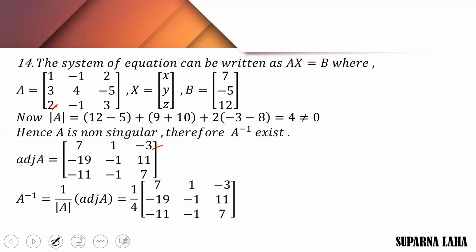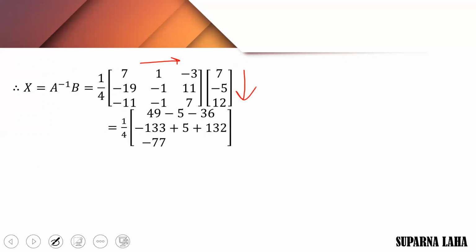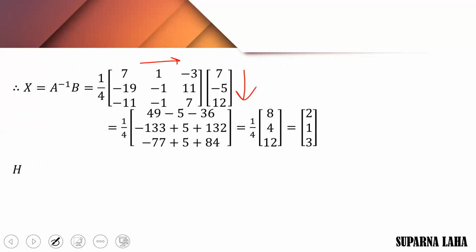And now find this with the formula, that is X is equals to A inverse B. So write down A inverse, then B, that is 7 minus 5, 12, and just multiply, that is row with column, multiplied 1 upon 4 into this matrix. It's given by 8, 4, 12. Ultimately, there will be 2, 1, 3. That means X is 2, Y is 1, and Z is 3. Clear? So this is the solution of this system of linear equation.